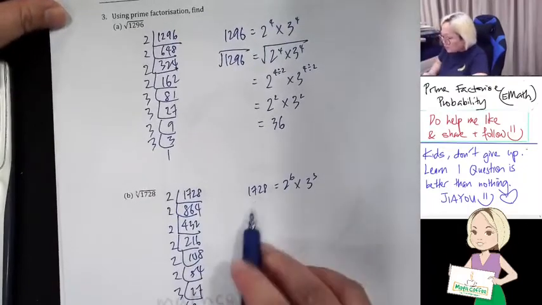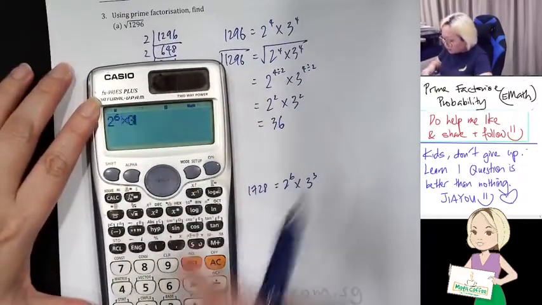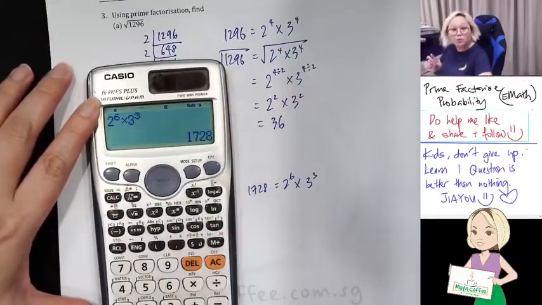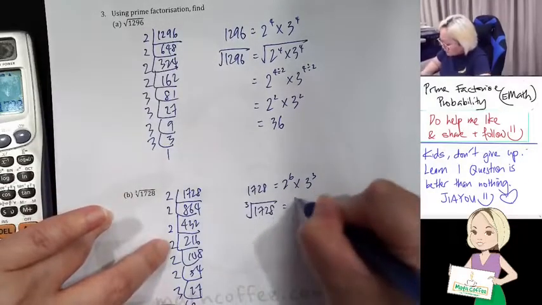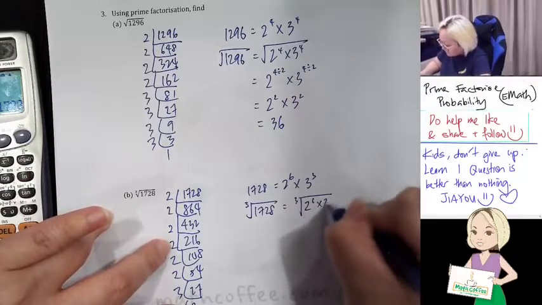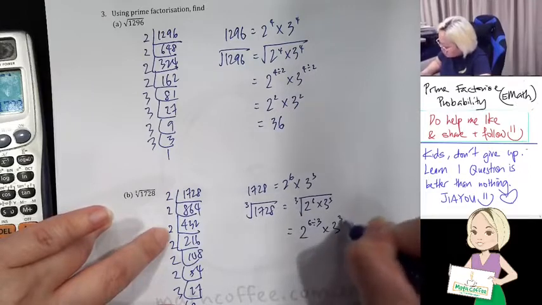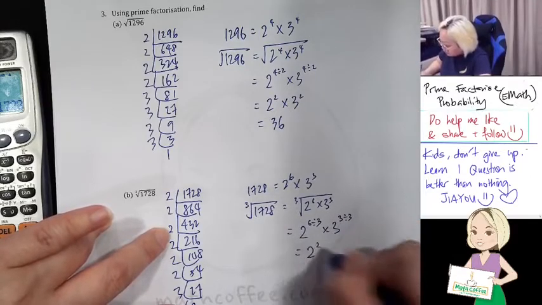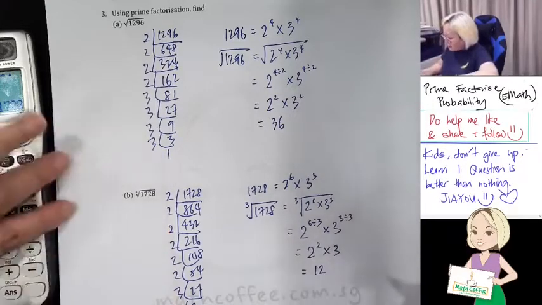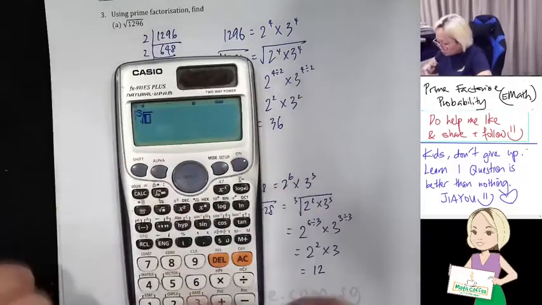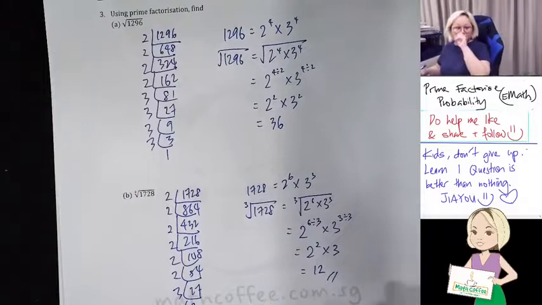So you see 1728. Let's just double check. 2 to the power of 6 times 3 to the power of 3. Yeah, 1728. So when we want to do cube root 1728, you just do 2 to the 6 divided by 3, 3 divided by 3. So we have 2 to the power of 2 times 3 to the power of 1, which is 4 times 3, which is 12. But we also must be smart to check cube root 1728, 12. And we are done.